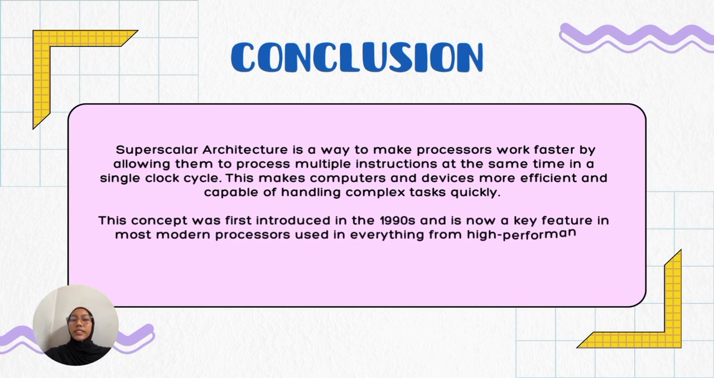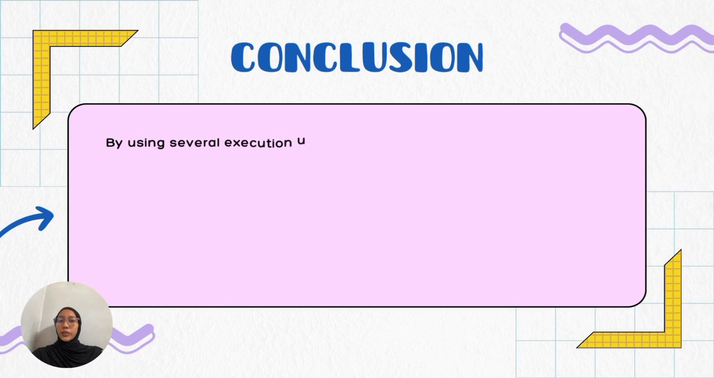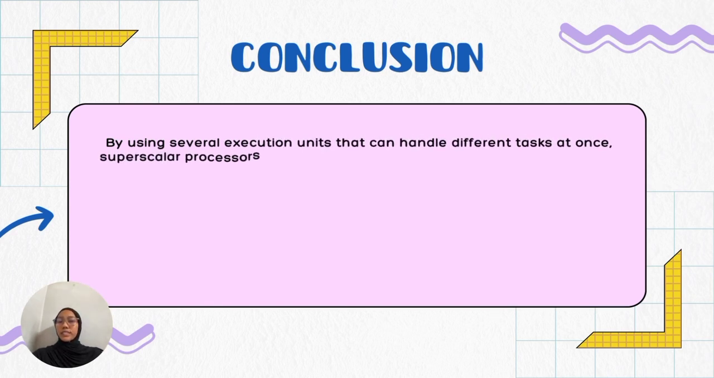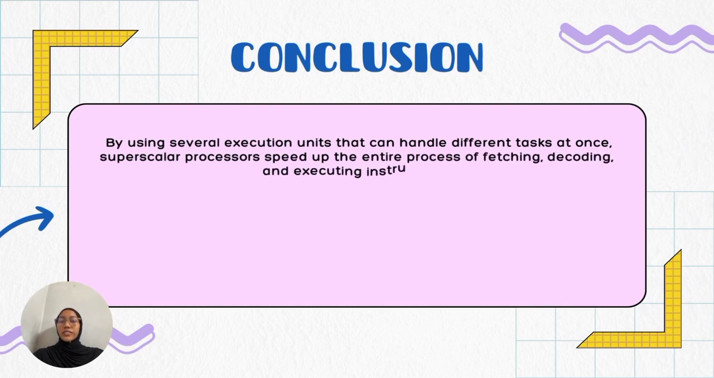1990s and is now a key feature in most modern processors, used in everything from high-performance servers to personal computers and mobile devices. By using several execution units that can handle different tasks at once, superscalar processors speed up the entire process of fetching, decoding, and executing instructions.